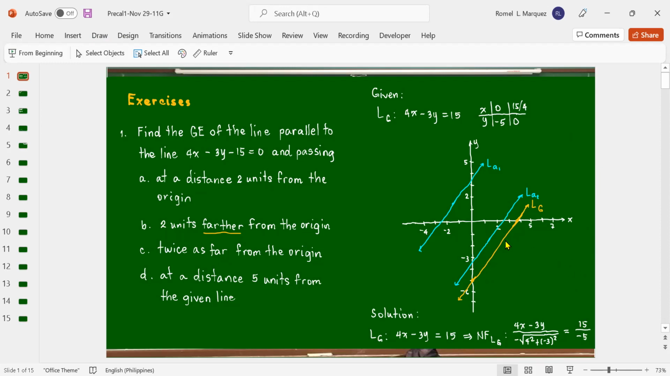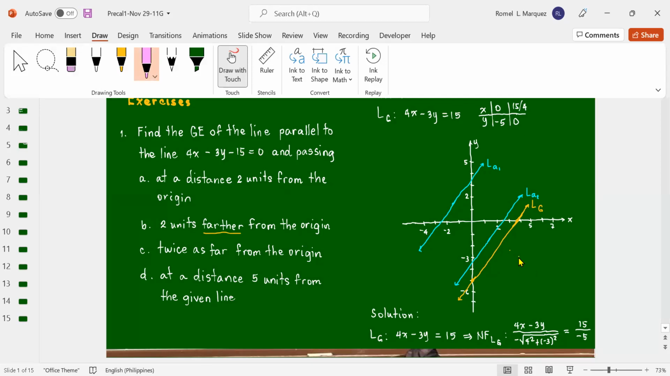But the actual distance of the given line from the origin is 3. 2 units further. So how far is the required line? 2 units further from the origin. The actual distance of the yellow is 3. 2 units further, so how far from the origin? 5, no? Because 2 units further, meaning farther from the origin by two. 3, the yellow. So this pink that I'm going to draw, how far? 5. So 3, 4, 5. Somewhere here. Okay, guys?